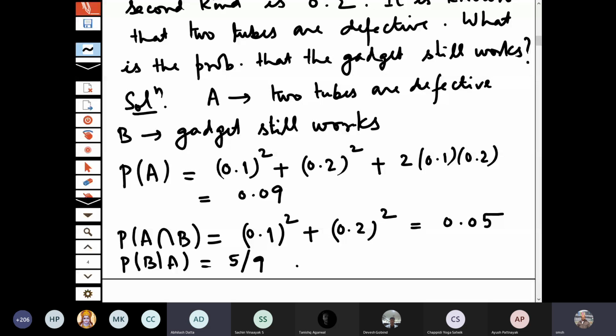Okay, so now the first one is of which type? First one can be of A type, second one can be of A type. First one can be of A type, second one can be of B type. First one can be of B type, second one can be A type. First one can be B type and second one can be B type. So here ordering will play a role. If ordering does not play a role, then the number of possibilities will reduce.